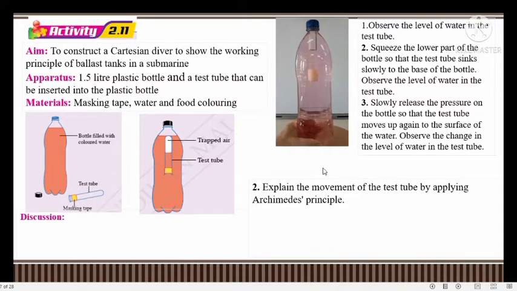First, observe the level of water in the test tube. What we do next, squeeze the lower part of the bottle so that the test tube sinks slowly to the base of the bottle. Observe the level of water in the tube. Slowly release the pressure on the top so that the test tube moves up again to the surface of the water. Observe the change in level of water in the test tube.